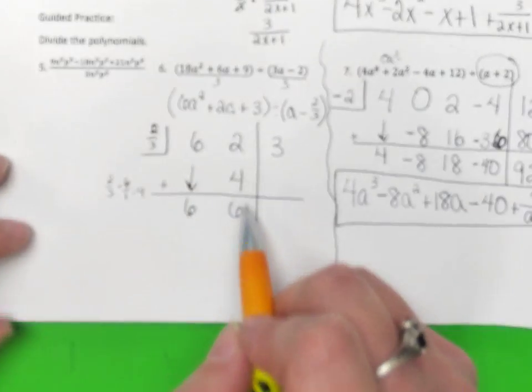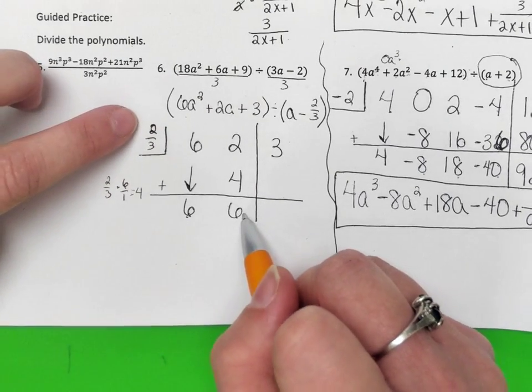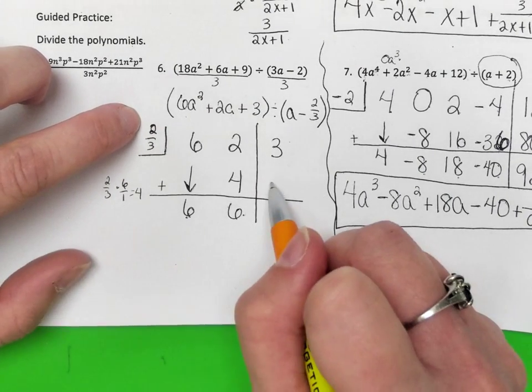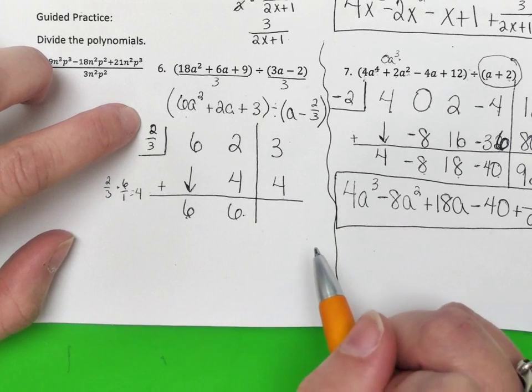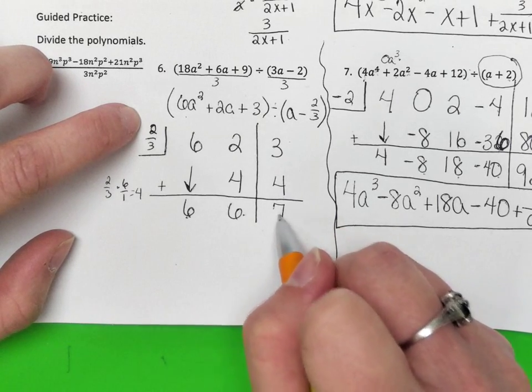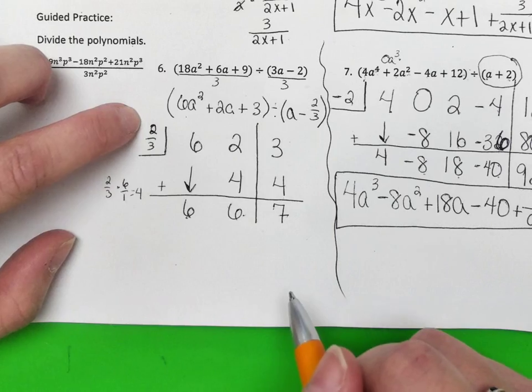All right, then we're going to add them. 2 plus 4 is 6. We're going to multiply them again, but it's the same number, so it's going to give me the same response, and that's 4. Add them together this time, and you get 7.